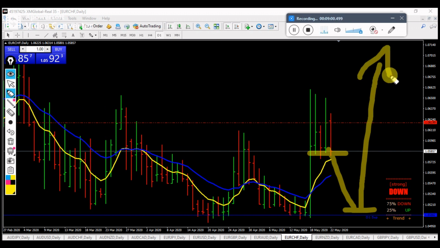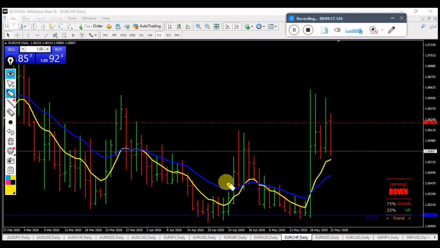And if you have patience, if you want to take big pips from one pair, you just buy this pair and hold it for a couple of months, and you can easily get 1000 to 1500 pips from that pair. So I'm expecting Euro CHF to go up.